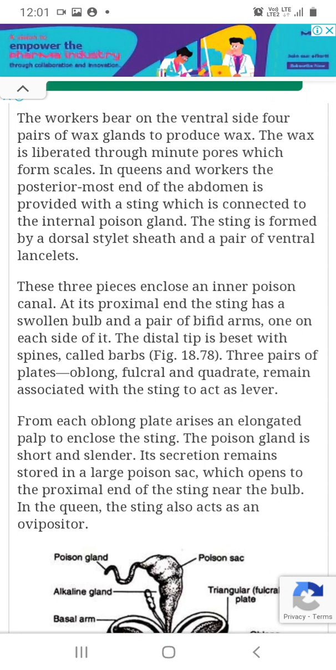As I have already told you, the stinger is provided with lancet, that is a curved hook-like structure, which when it enters the skin gets stuck in the skin. When the bee tries to fly away from the organism to whom it has stung, the sting apparatus stays in the skin of that organism. So the honeybee dies. The sting is also connected with the internal poison gland.